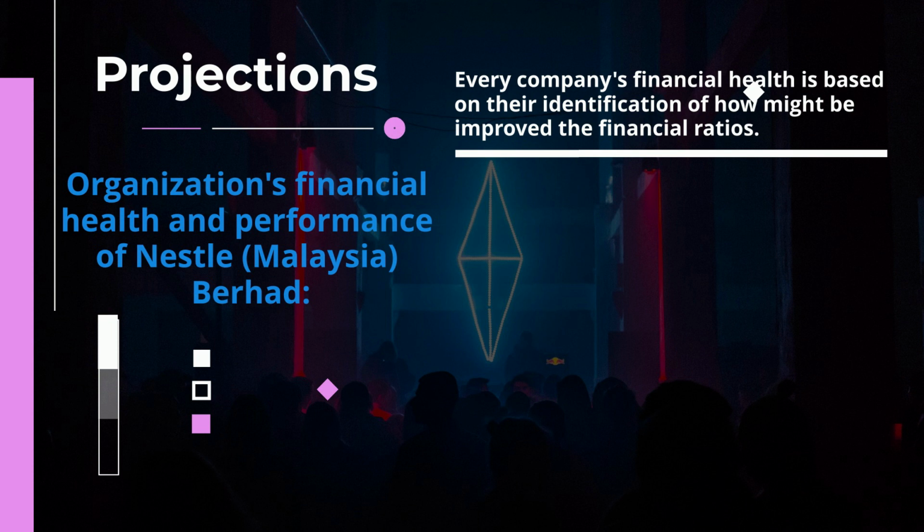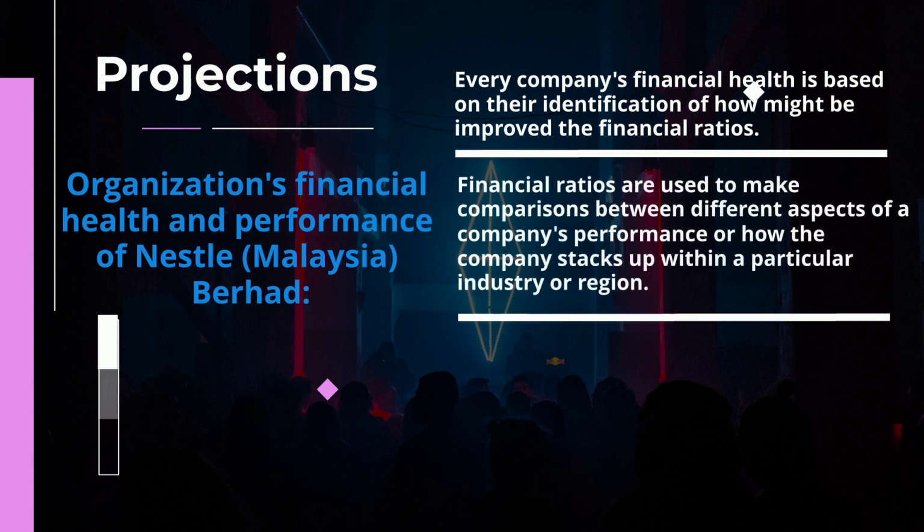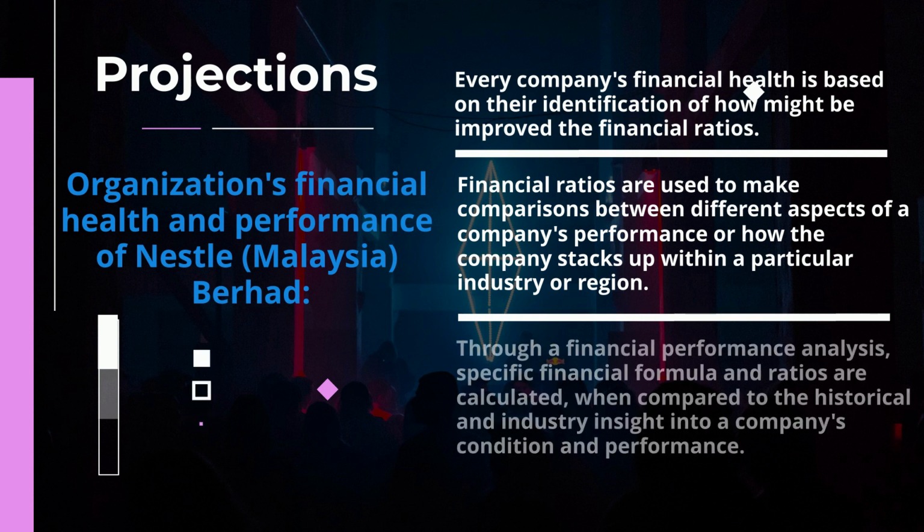Projection. Every company's financial health is based on the identification of how the financial ratios might be improved. Financial ratios are used to make comparisons between different aspects of a company's performance, or how the company stacks up within a particular industry or region. Through a financial performance analysis, specific financial formulas and ratios are calculated when comparing the historical and industry insight into a company's condition and performance.